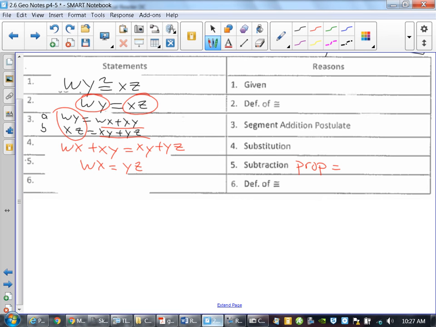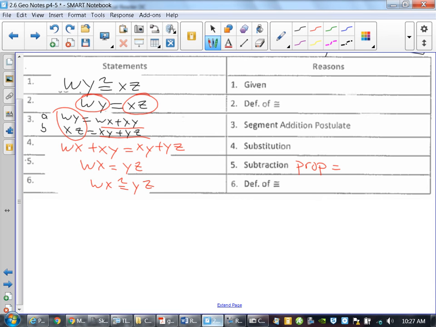And then what's the last step? Yeah, you just flip it back over. Okay, you just flip it back over. Because it told you to flip the congruencies.